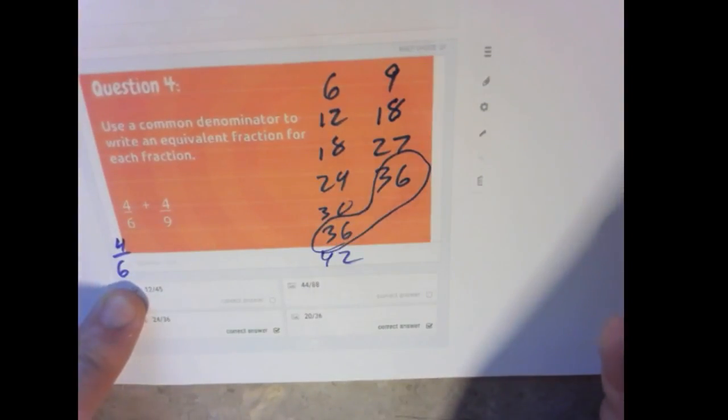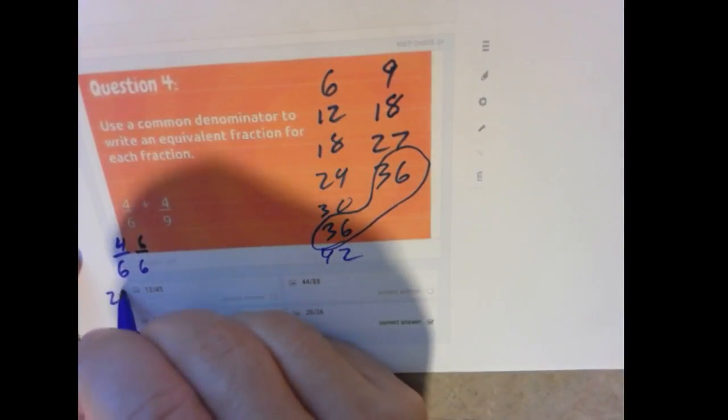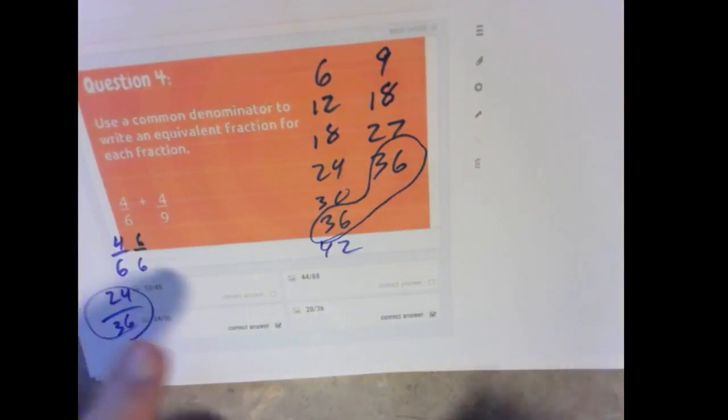So I'm going to rewrite this 4 over 6 fraction. How do I go from 6 to 36 using multiplication? I would multiply by 6, both bottom and top. 4 times 6 is 24. 6 times 6 is 36. Circle it.